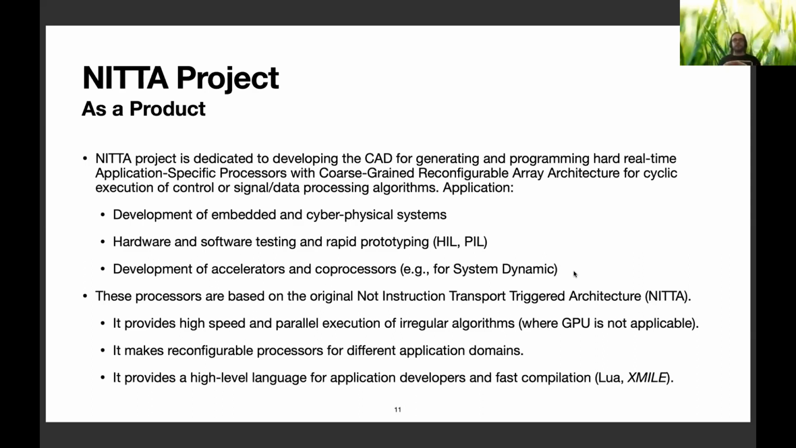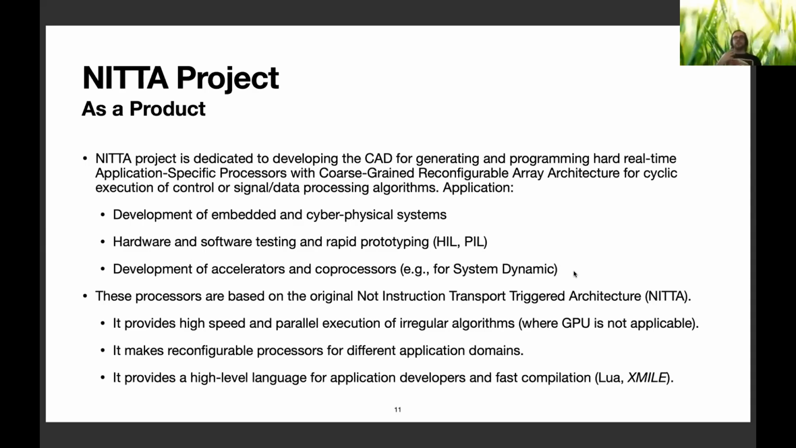What are the main features of the NITA project, of NITA CAD? That allows us cyclic execution of algorithms, which provides high speed and highly parallel execution. And for example, if we want to design an accelerator for system dynamics, we can do it by adding an additional processor unit for that task. And if we need digital signal processing, we can add filters to our processors to resolve such tasks.